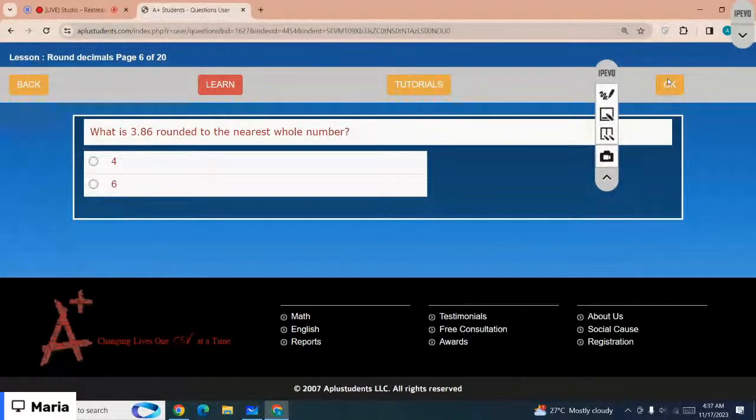3.86 is rounded off to 6. You have to round to the whole number. Whole number is 3. And the digit that is after the decimal is 8. 8 is greater than 5. It would be rounded off to 4. How 6?